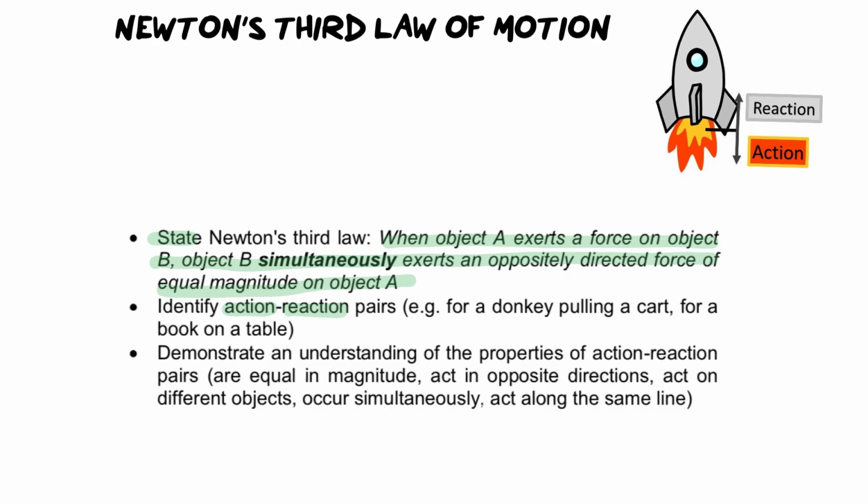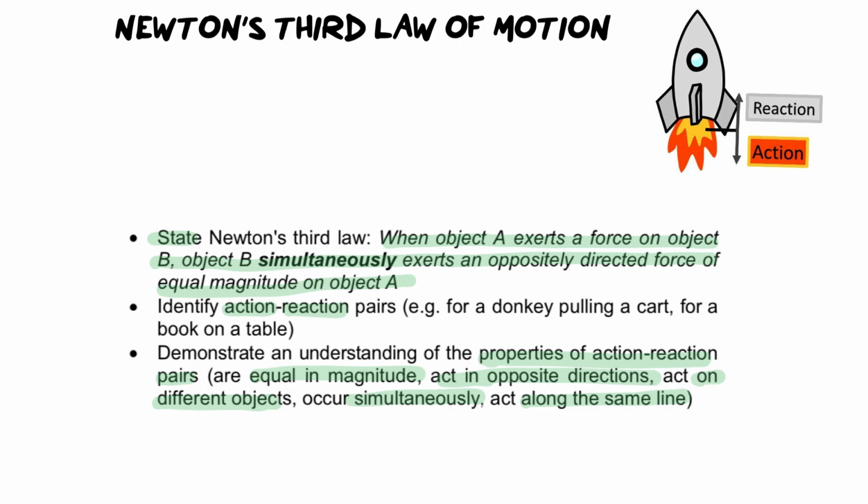Now, you must be able to understand the properties of an action-reaction pair. They must be equal in magnitude. They must act in opposite directions. They must act on, and this is the one that's weird, different objects. And they must occur simultaneously along the same line. So that's the kind of information that you need to make sure that you can retain by the end of this, and hopefully I can help you to get there.